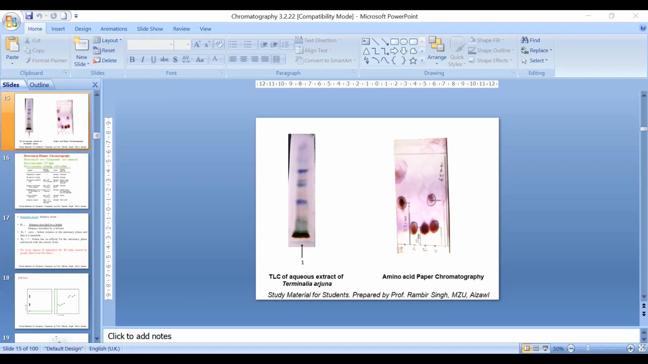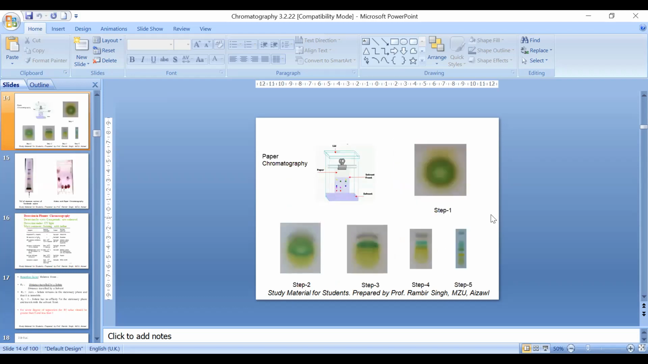Can you see the slide? I cannot see the cursor. Oh, you cannot see the cursor. I can see the slide. You can see step 1 where my cursor is? Sir, in that figure, the TLC of aqueous extract of Terminalia arjuna. Okay, you have. Because again the problem is that the slide is not moving at your end. Now you see it moving, I think. Yes, sir. Due to poor internet connection, the slide is not moving. Now you see it is step 1. Can you see my cursor here now? Yes, sir.